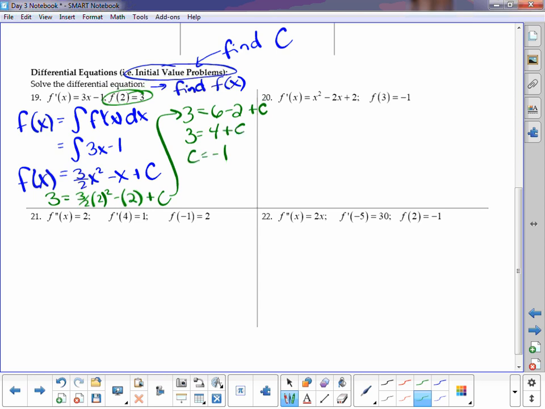Do you agree with me there? Okay, so that tells me, hey, I know the specific solution, the specific equation. So my final answer would be f of x is not just this generic one, it has to pass through that point, and we solve through that c value. So we have 3x squared over 2 minus x minus 1. That would be your answer.